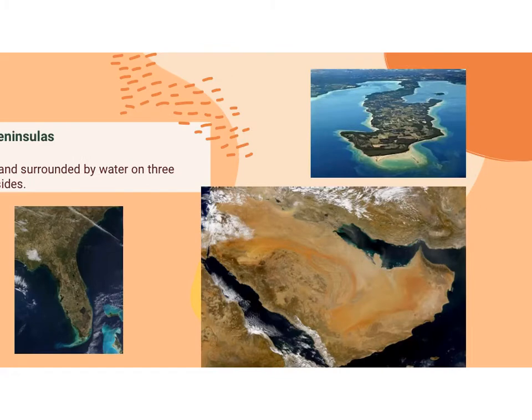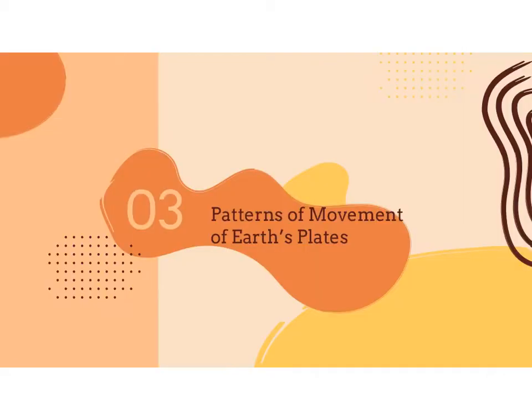What are the peninsulas? Peninsulas are areas that are surrounded by the water from the sea from three sides only, which means that one side of the peninsula is still attached to the land, as you see here. This is the Arabian Peninsula. So one side is still attached to the land. Only three sides are surrounded by water, and one side is attached to the land.